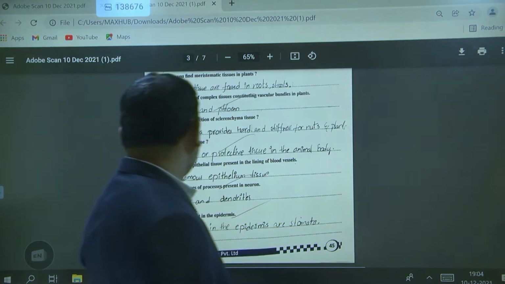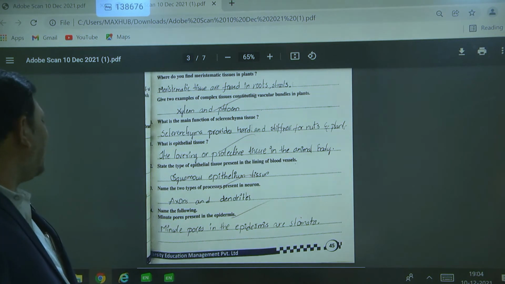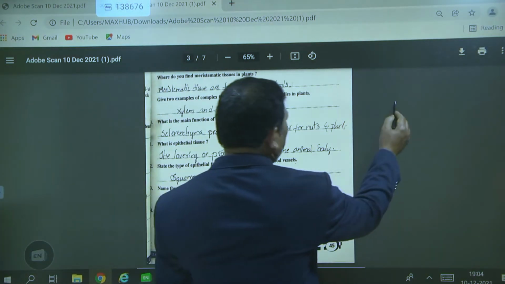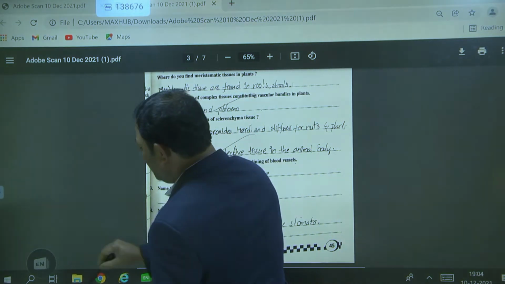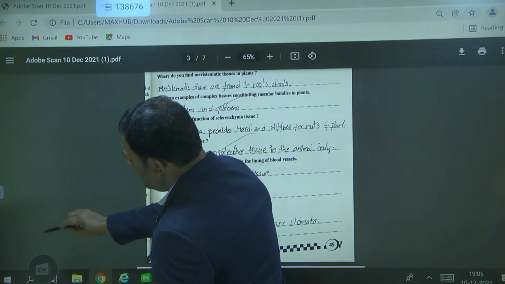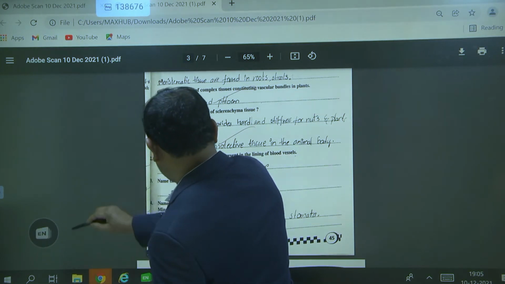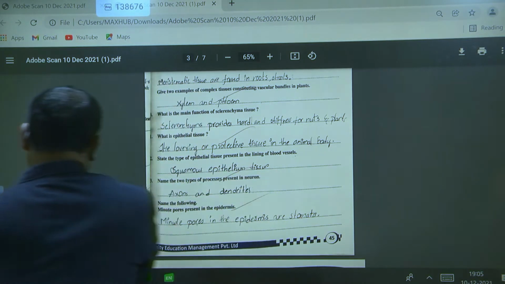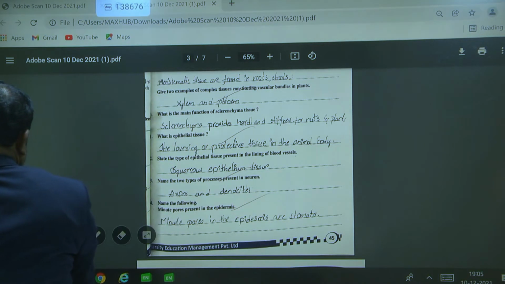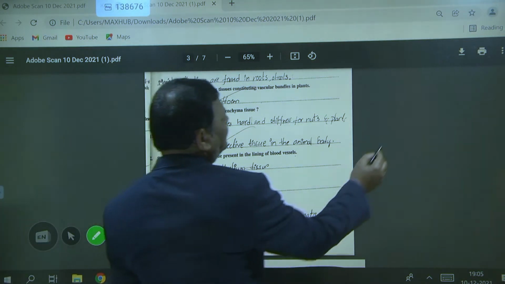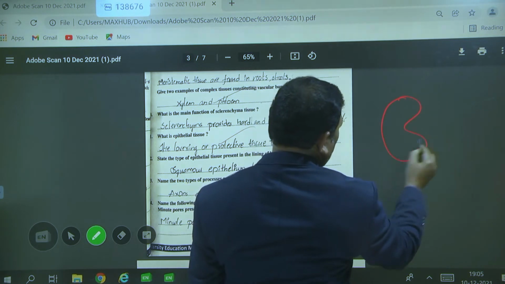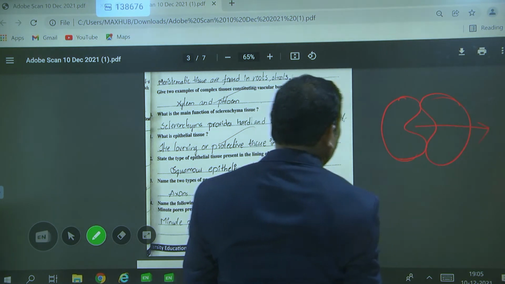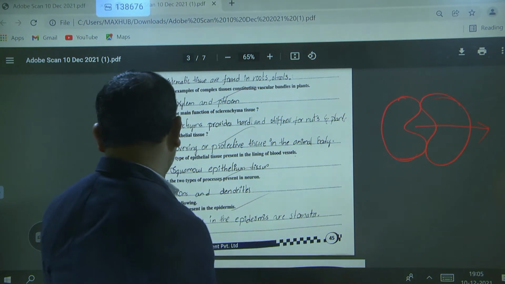Next question. Name the following: minute pores present in the epidermis. Minute pores are nothing but stomata. The minute pores are called stomata.